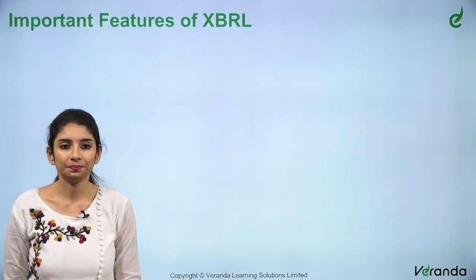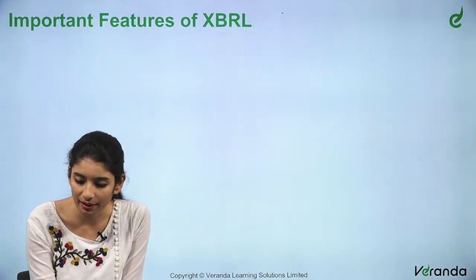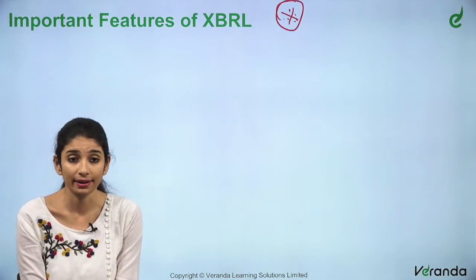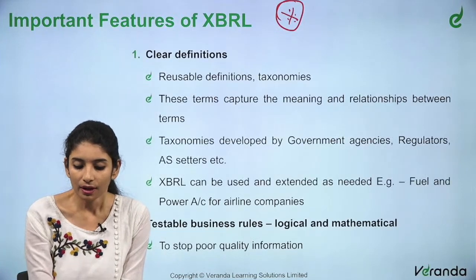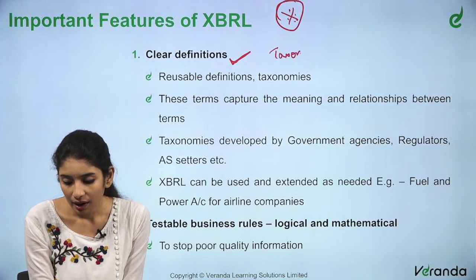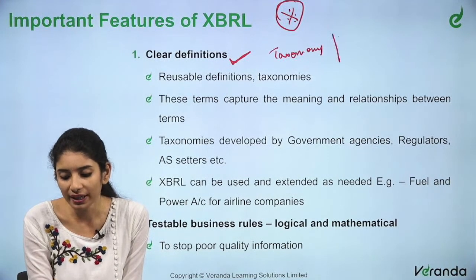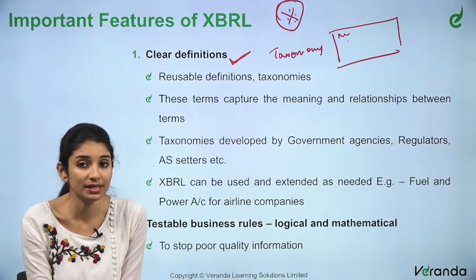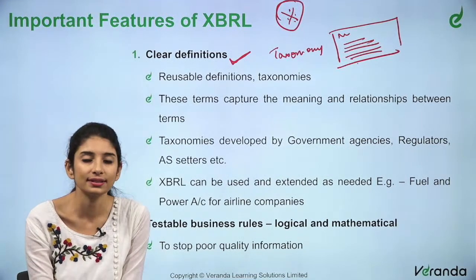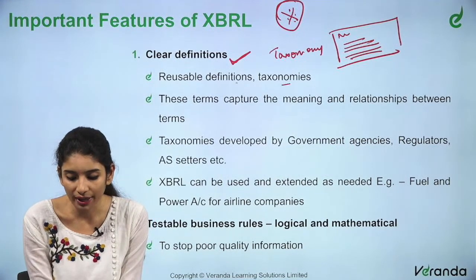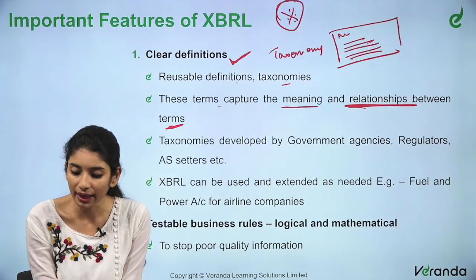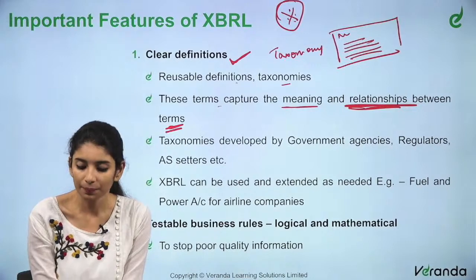Next question is important features of XBRL. Important question. Number one, clear definitions. Your taxonomies are there. Along with taxonomy, explanatory text or the meaning of the taxonomy is given, where everything that possibly can be included in the taxonomy is given in this text. Reusable definitions or taxonomies capture the meanings and relationships between terms.